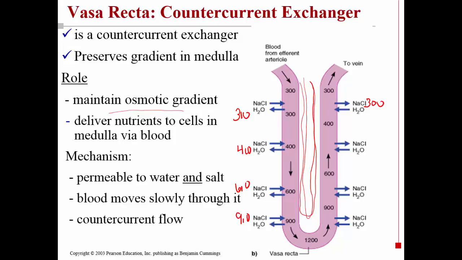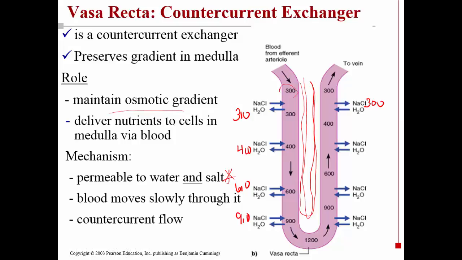Now the difference between the Vasa recta and the nephron loop is that the Vasa recta is permeable to both water and salt. And it moves very slowly, which is somewhat different than the filtrate. And it also has this countercurrent flow. So what happens is as the blood enters the Vasa recta, it has an osmolality of 300. It is isoosmotic. But then as it starts to get deeper into the renal pyramid, it encounters this gradient. So it is actually saltier outside than it is inside.